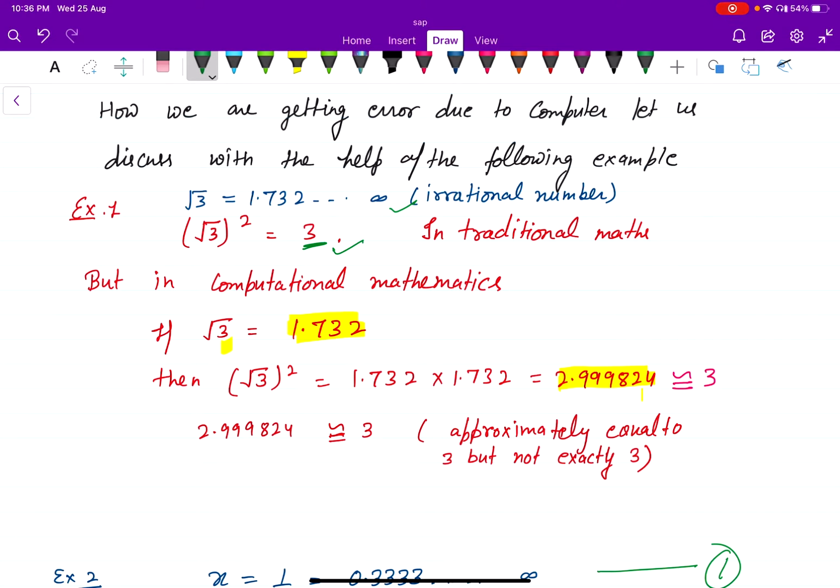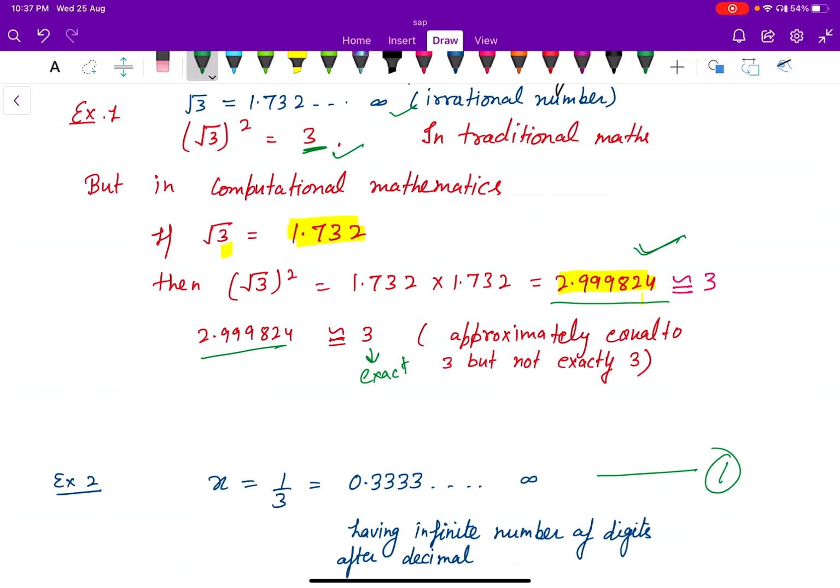But in computational methods it is not so. Suppose we are taking 4 digits of root 3, 1.732, and we are finding its square, then it comes out to be 2.999824. So this value is not exactly 3, but it is approximately equivalent to 3. So whenever we use this root 3 in our calculation, we are not getting the actual result. We are getting some error because of this term, as the exact value is 3 and the approximate value is 2.999824.